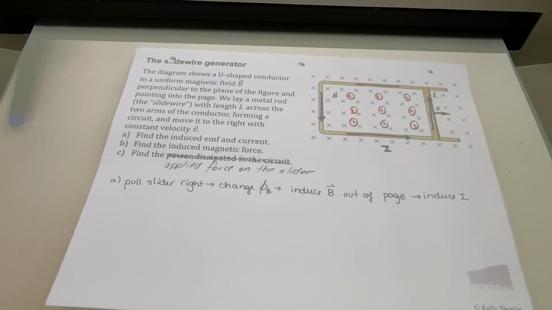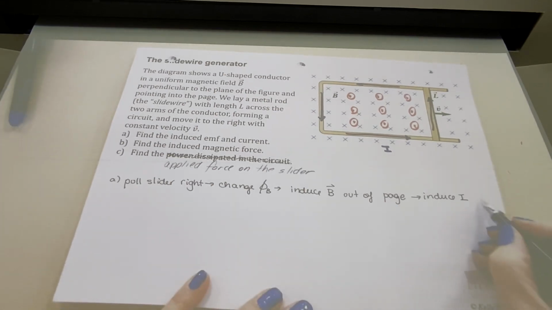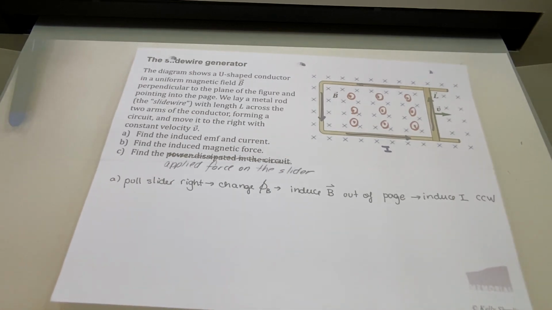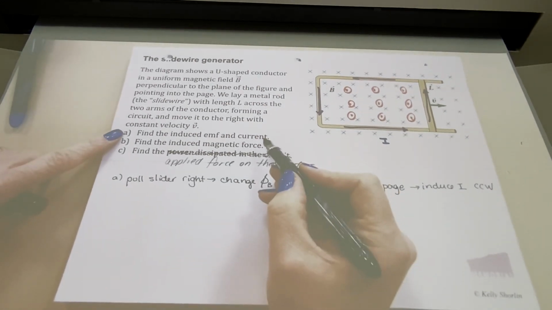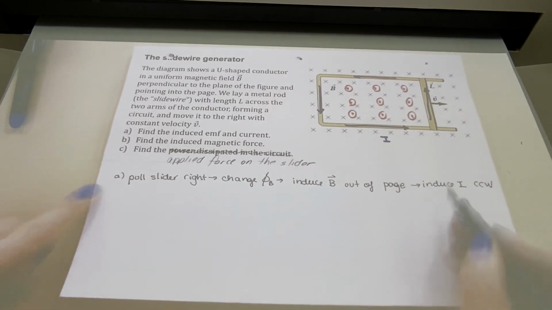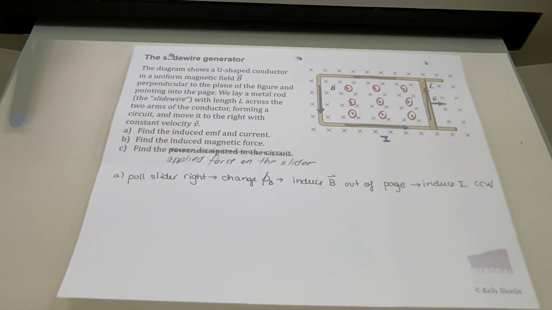So we induce a current clockwise, counterclockwise. I don't know why I have so much trouble with this. Counterclockwise. Yeah, counterclockwise. So we induce the current counterclockwise. Okay, so we didn't really answer part A, but here's our thought process for writing all of these things down.